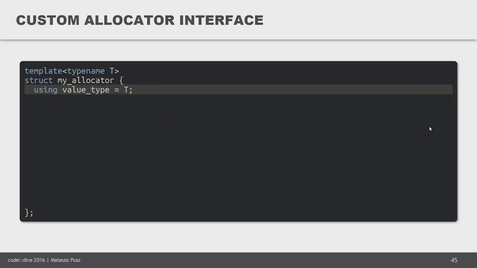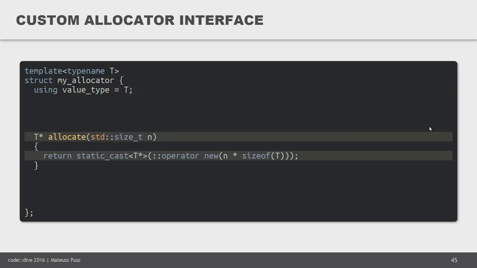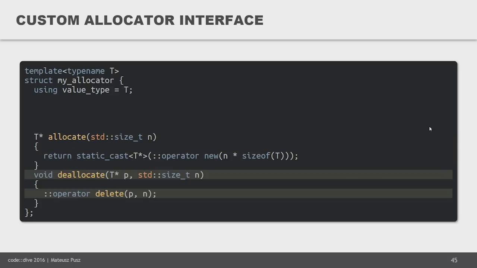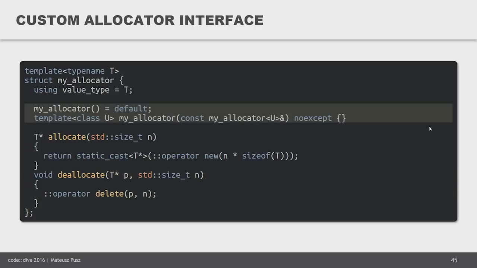And the custom allocator interface in C++11 was greatly simplified. Basically, it just has the value type being stored or managed by the allocator. We have an allocate function that just gets the number of instances to allocate. It's not the number of bytes, but the number of instances of the type T. And deallocate with the pointer to deallocate and the number of instances to deallocate. We also add this converting constructor to it to make it possible to create an allocator of type T1 from type T2.